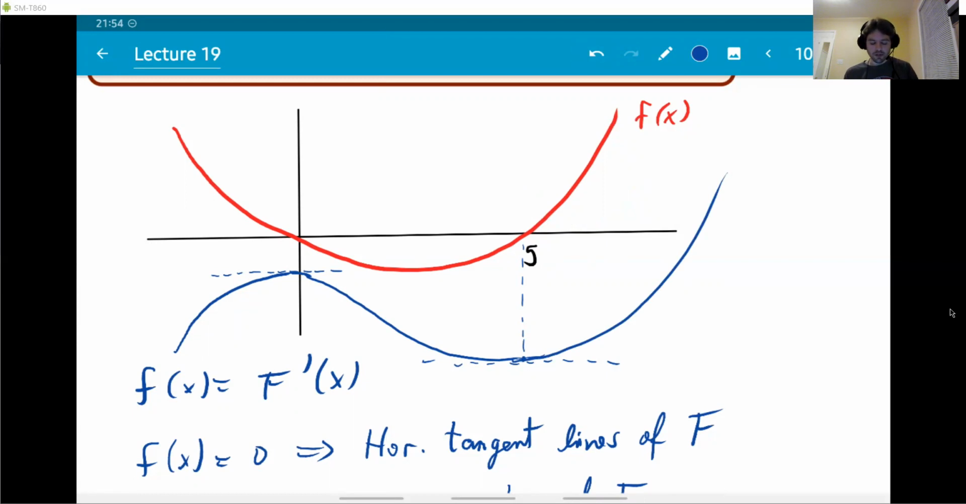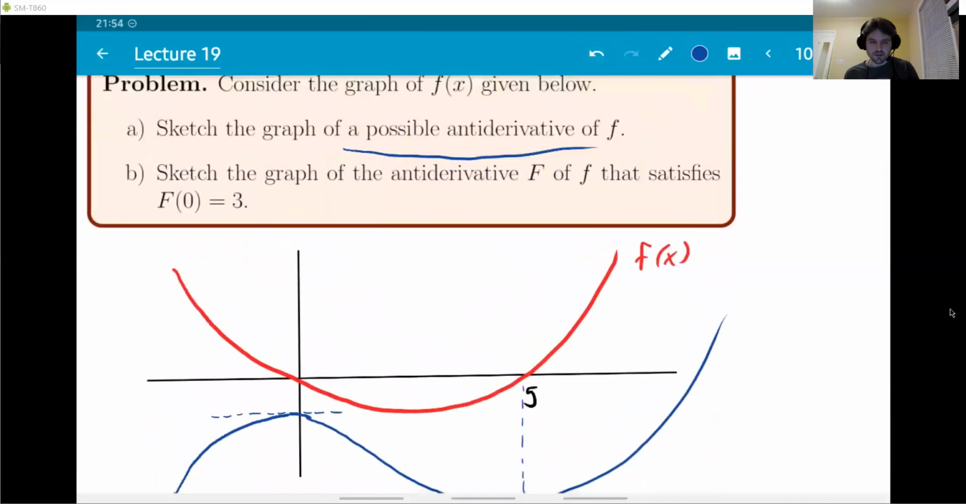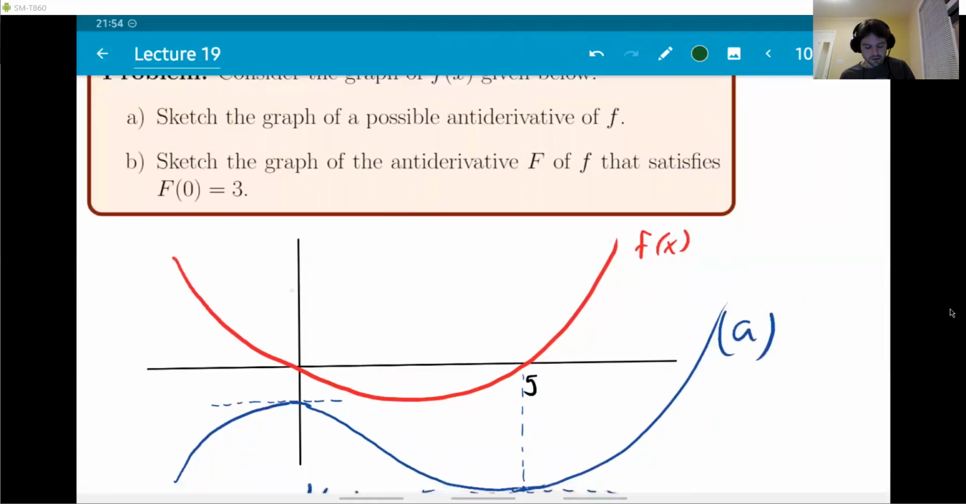So if you go back to item A, notice that they are saying sketch the graph of a possible antiderivative. This is one of them. Now they're saying in B, sketch the graph of the antiderivative that satisfies big F of 0 equals 3. So now I've also given you one location of the graph. I guess I'm going to draw that in green. So this one is item A. For item B now, this one will start at F of 0 equals 3.